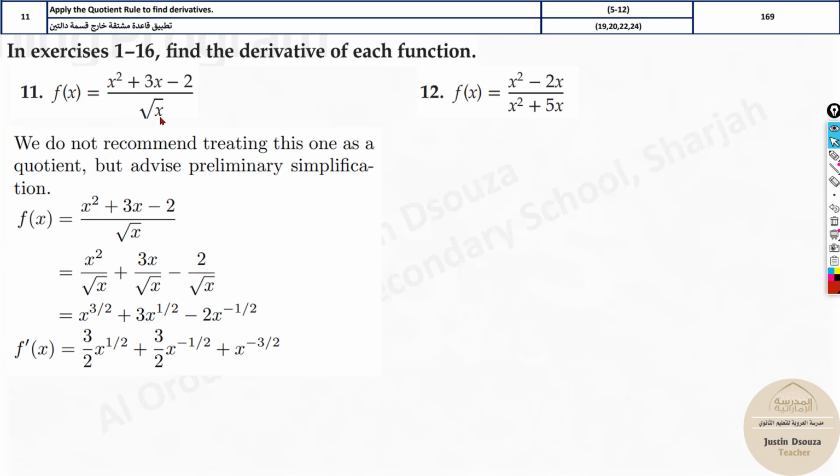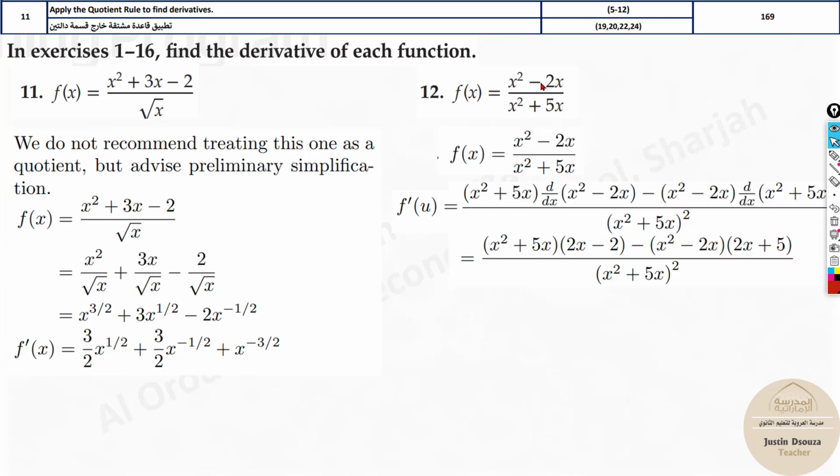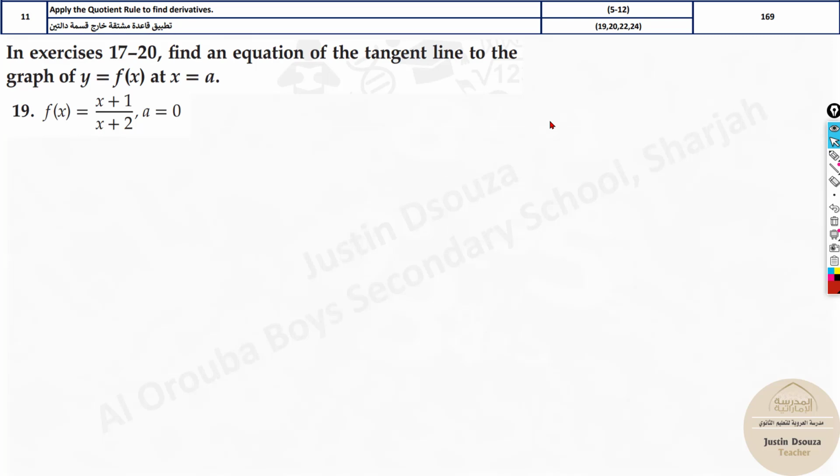Instead of using the quotient rule, because it's only root x, that is x to the power half, divide it properly, evenly. So x squared by root x plus 3x by root x minus 2 by root x. You're dividing this evenly on all the three parts, and then you're solving it up. When you simplify over here, it already simplifies a bit, and then you can derive it easily with just the power rule, no need of anything else. So if you simplify the term and then apply the derivative, it gets easier. Here there is nothing that can be simplified, so you have to use the quotient rule here. So that's how we do it.